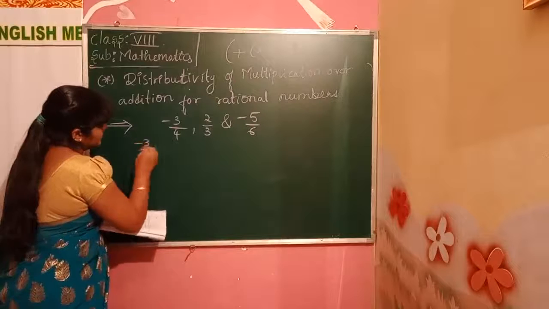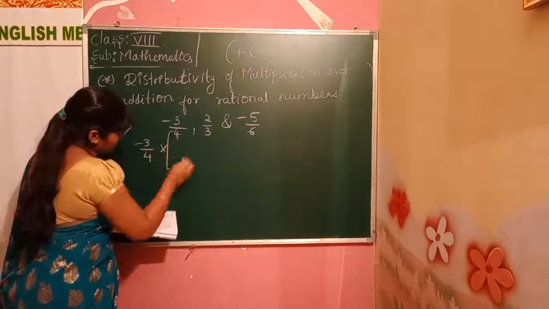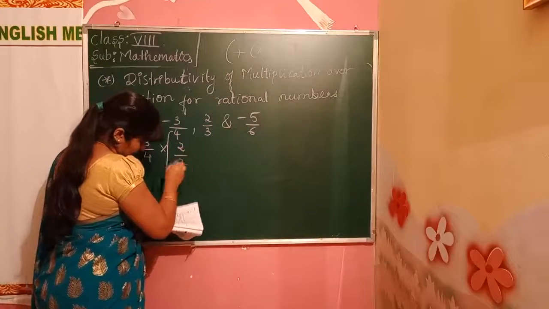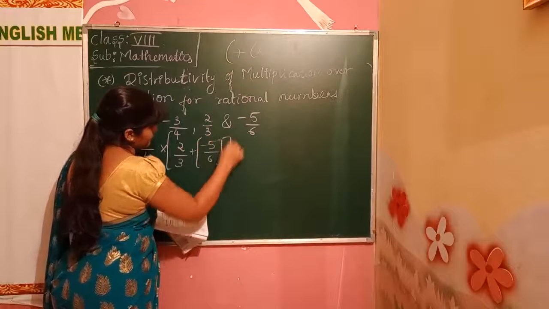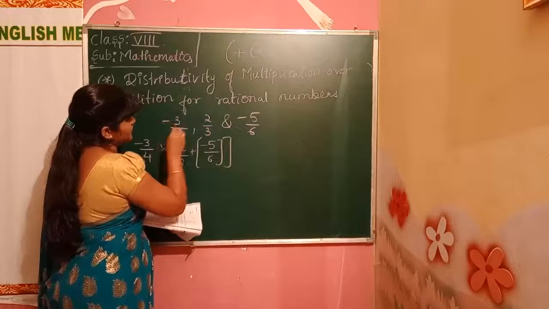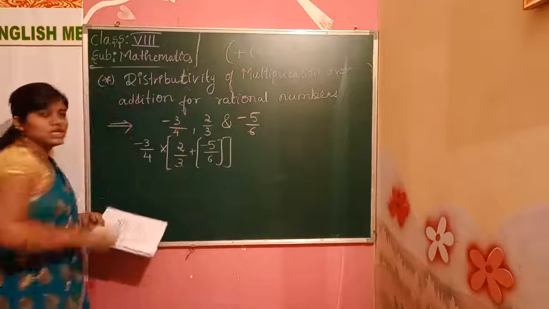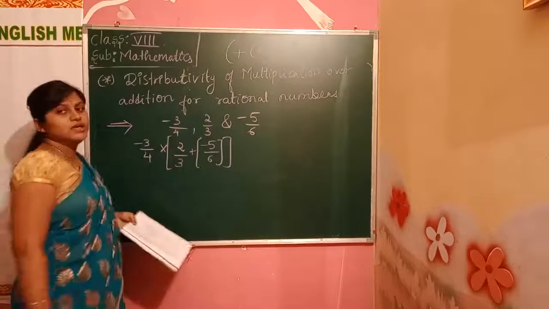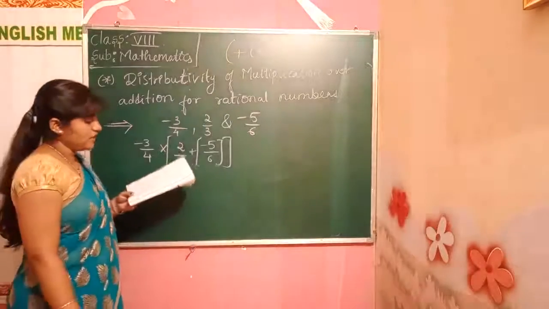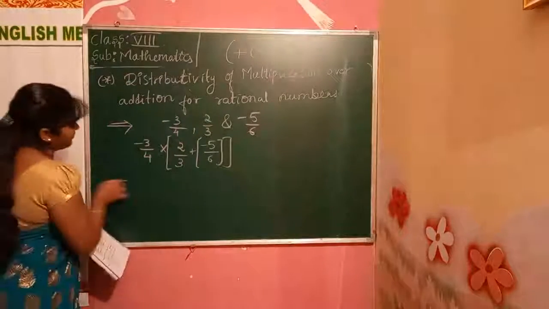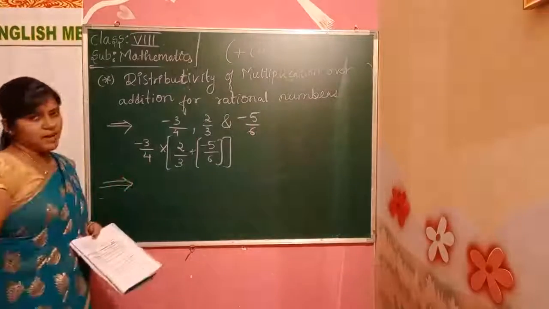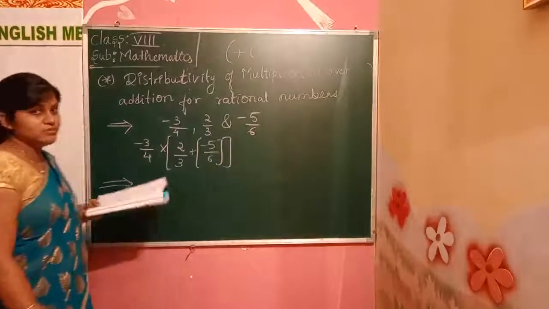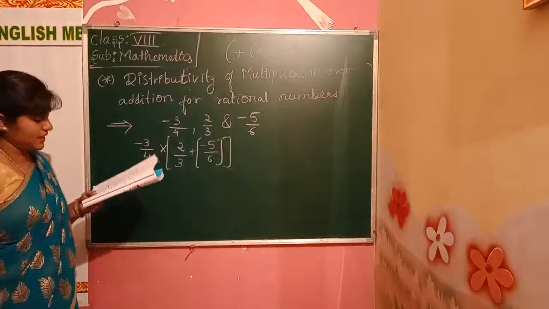Minus 3 by 4 into 2 by 3 plus minus 5 by 6. Here we are using multiplication and also addition. Okay, we'll solve the sum now. First, what we have to do? We have to solve these 2 numbers first. First we'll do the addition, after that we'll go on to the multiplication.